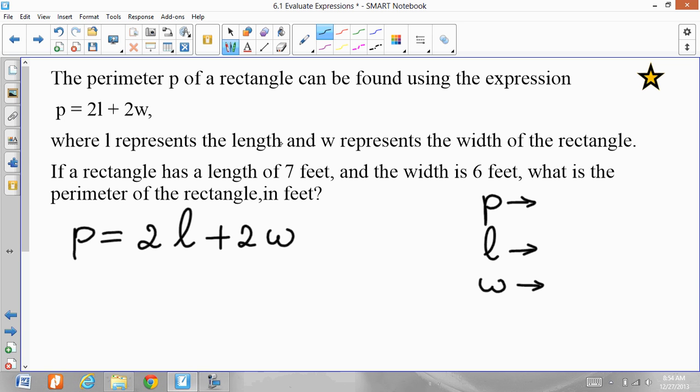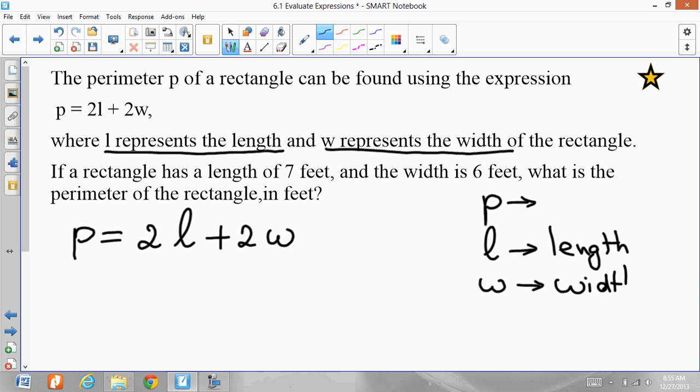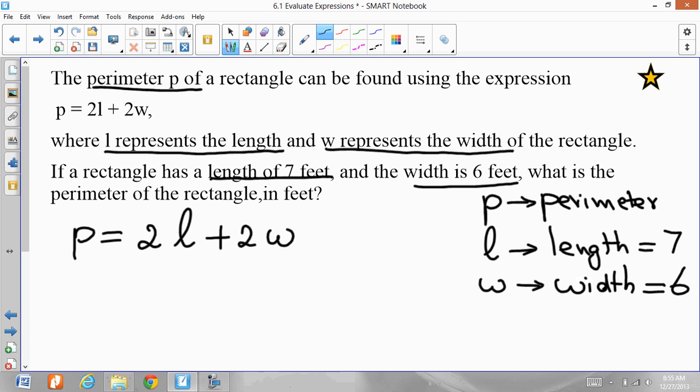So let's go back to the question. L represents a length. So my L is the length. W represents a width. So W stands for the width. P, the perimeter P. So my P is actually the perimeter. Now let's read the question. So if a rectangle has a length of 7 feet, I'm going to replace my L as 7 and the width is 6 feet. So I'm going to replace my width as 6. They are asking me what is the perimeter. So this is what they are asking me to find.